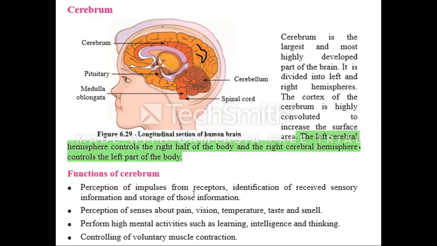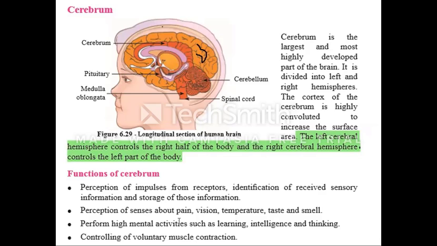So the major function of the cerebrum is perception of impulses which are created from the receptors, and then they are identified, and then once you receive this sensory information, it is stored in order to decide what could be the response, right? And then perception of senses about pain, vision, temperature, taste, and smell. As you can see, these are the senses that are perceived by the sensory organs. So this perception is majorly done by the cerebrum, right?